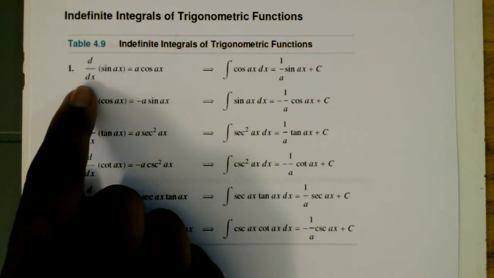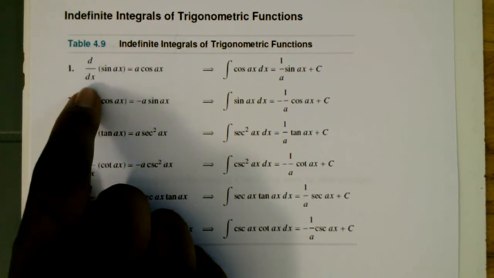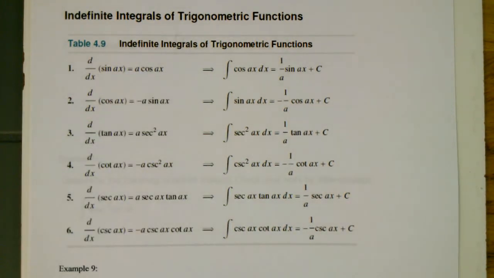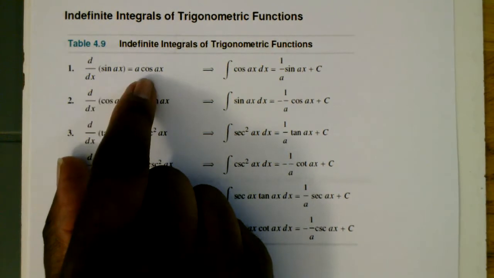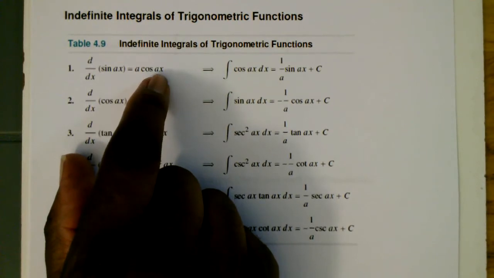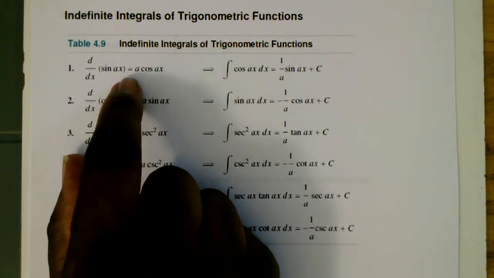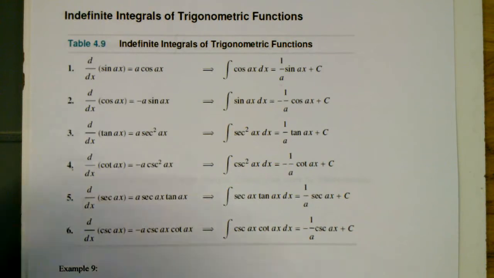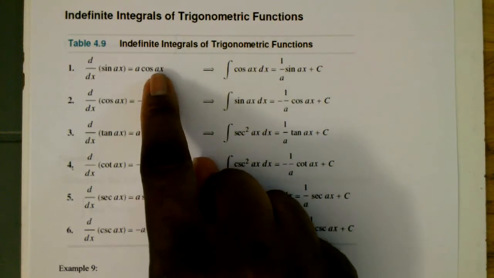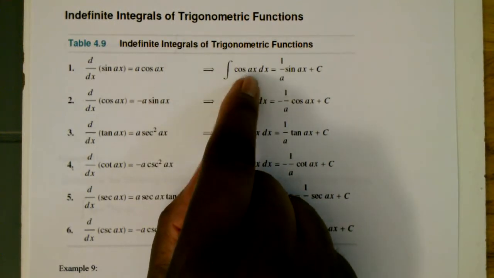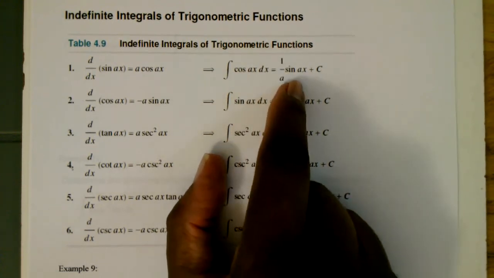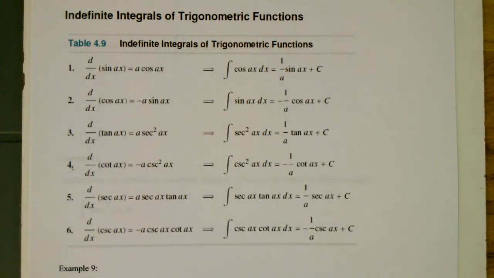So for the derivative of sine of ax with respect to x, that's going to be the constant times cosine of a times x. If you recall, the derivative of the sine is the cosine. We copy the argument down, and then we take the derivative of that argument. So the derivative of a times x would be a. Now, if we go this way, the integral of the cosine of ax dx would be 1 over a times the sine of ax plus c.